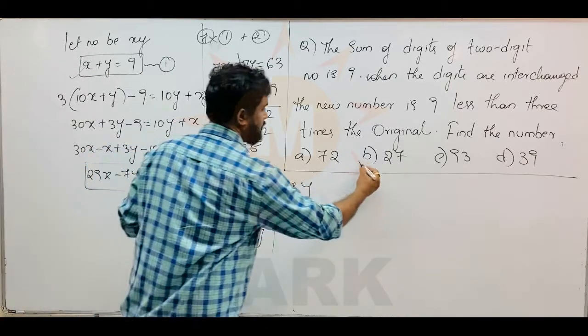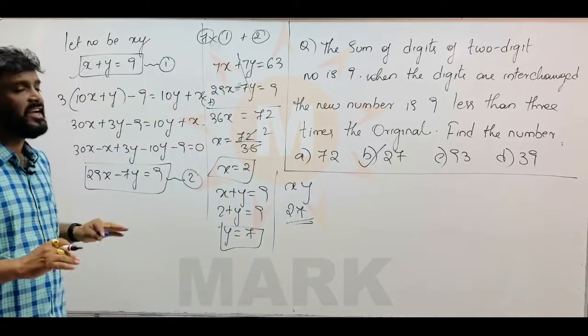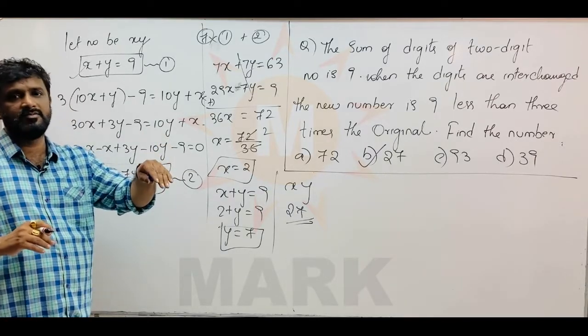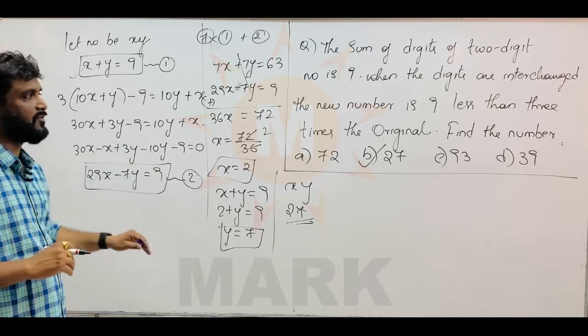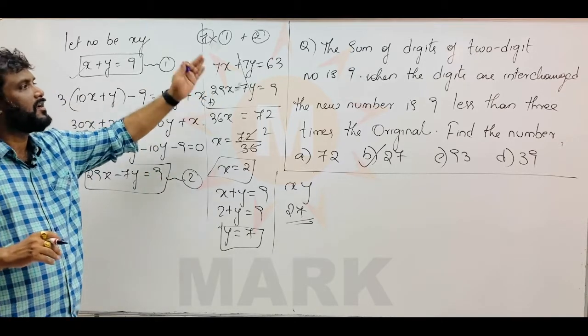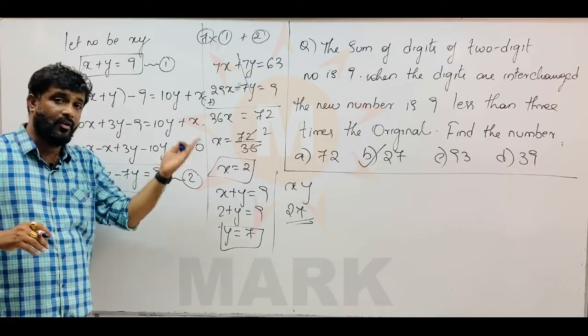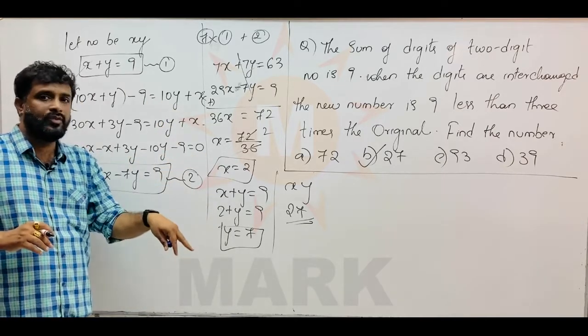Option B. See, now I did not use any technique, that the difference is divisible by 9 or the sum is divisible by 11. I did not use that kind of technique. Without using the technique, I just read the question, converted it into equations and solved it. Now, by using the technique also we can solve this question.